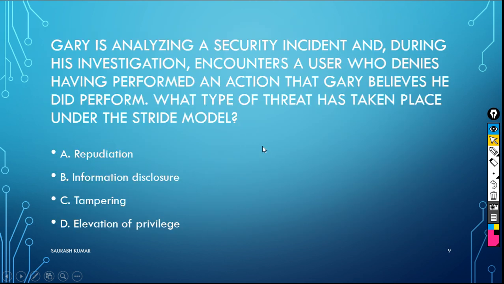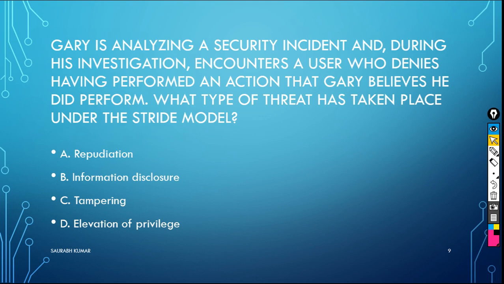First question: Gary is analyzing a security incident, and during his investigation he encounters a user who denies having performed an action, but Gary believes that he did perform it. What kind of threat would you put this under when we consider the STRIDE model? In the STRIDE model, I have talked about spoofing, and about T for tampering with data. According to that, what kind of attack or threat is it? If your answer is repudiation, then your answer is right, because repudiation means a user denies what he has done.